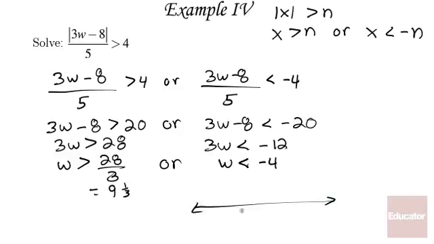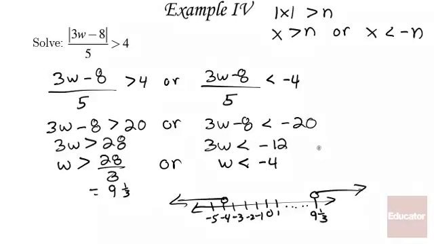To graph this, -5, -4, -3, -2, -1, 0, 1, all the way to 9 1/3. Okay, so this is saying that w is greater than 9 1/3, or it's less than -4. Open circle, because it's a strict inequality. Set notation would be w is greater than 28/3, or w is less than -4.